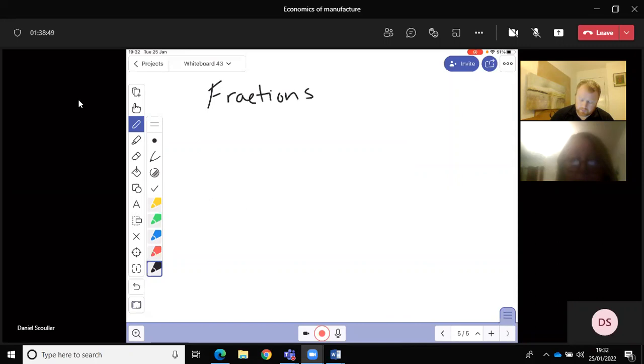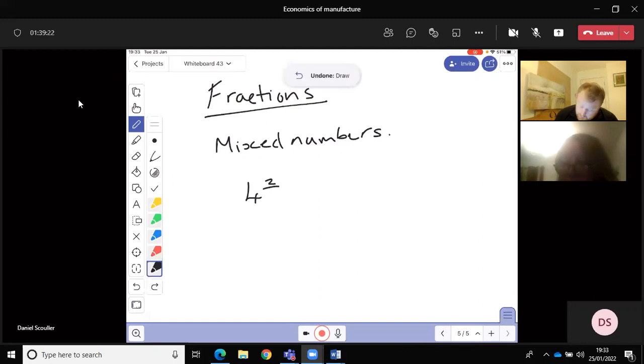Okay, so fractions. We're going to look at something called mixed numbers. And what do I mean by mixed numbers? It's when they're displayed in a format where we've got a large number, which is the whole number, followed by a fraction. Very importantly, they have to be right beside each other. So there's no symbol in between. It's a big whole number followed very closely by a fraction.